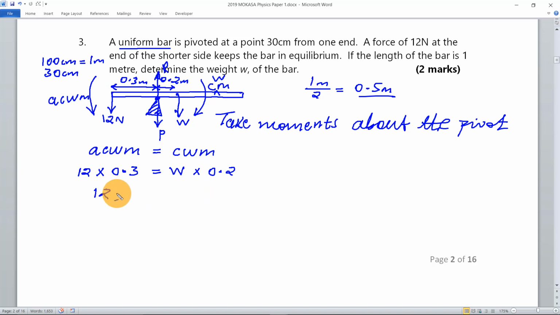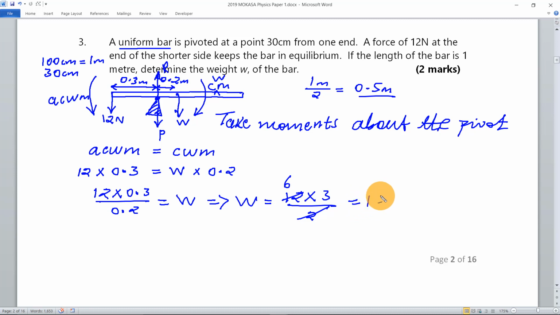So 12 times 0.3, I divide both sides by 0.2. That 0.2 comes here, and I'm getting W. And this implies that W will be equal to 12 times 3 divided by 2. I have multiplied here by 10 and here by 10 in order to get rid of the decimal. And you can see I've got very simple numbers to deal with. So over here, divide by 2. Here, divide by 2, I get 6. And this gives me 18 newtons. And that is the weight of the object.